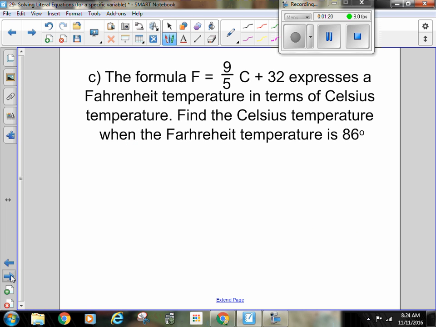Alright, the formula F equals 9/5 C plus 32 expresses a Fahrenheit temperature in terms of Celsius degrees. So find the Celsius temperature when the Fahrenheit temperature is 86. So that means we're going to plug in 86 for the Fahrenheit, and we're solving for C. Okay, so start off by subtracting our 32 from each side.